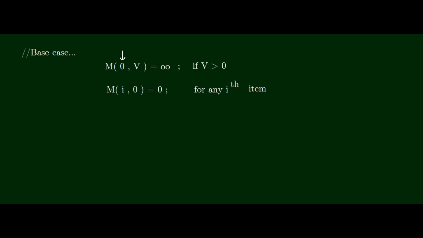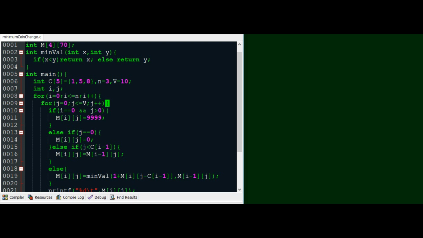So obviously you don't need to include any number of coins for any ith item. You can have 0 coins. Once you've understood this code, let's go to the solution where I have done the coding. So this is the code I have written.